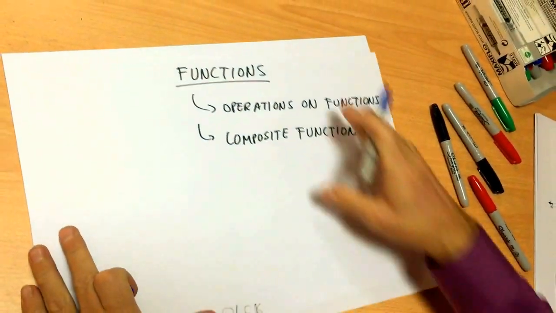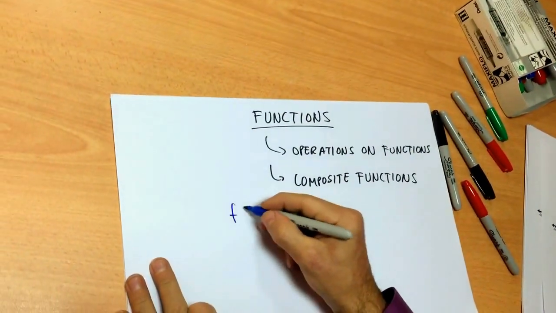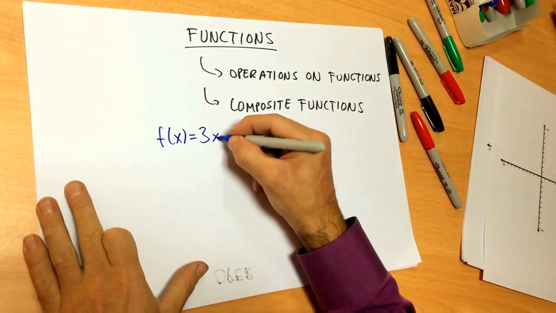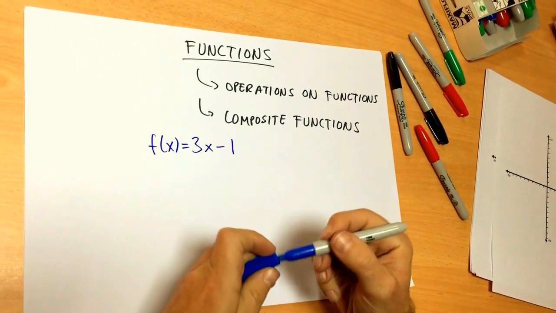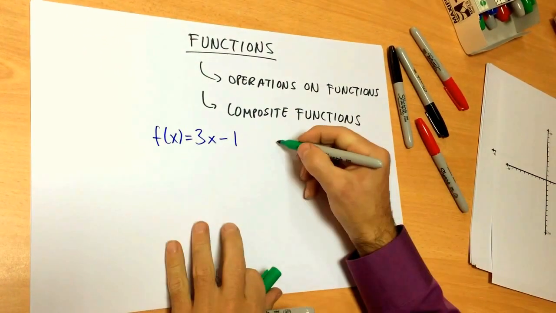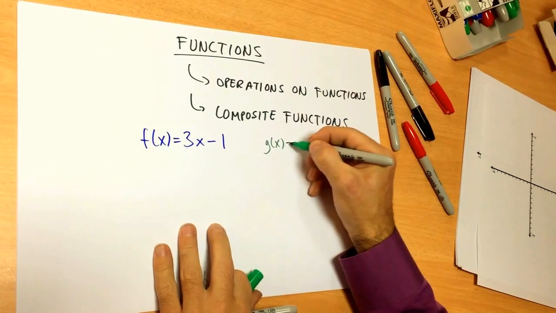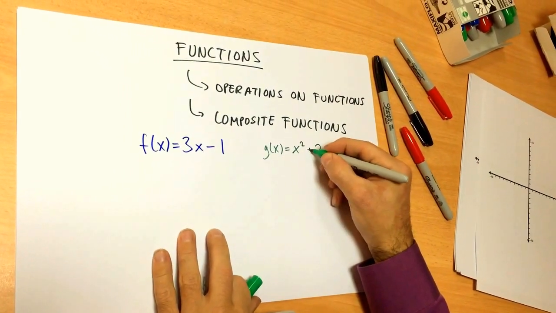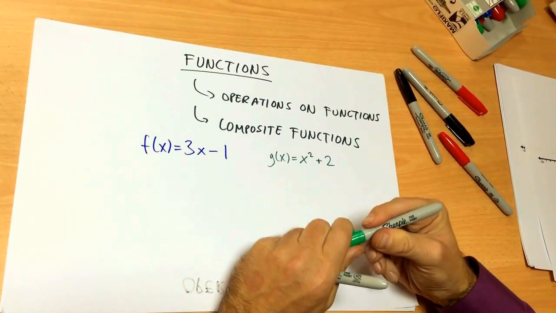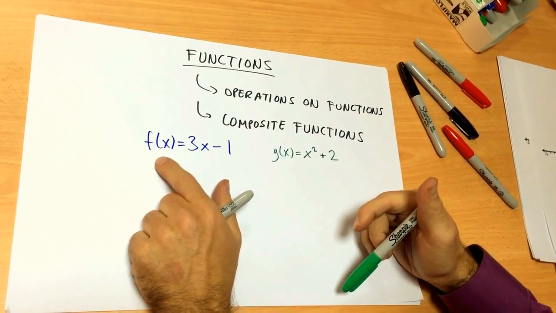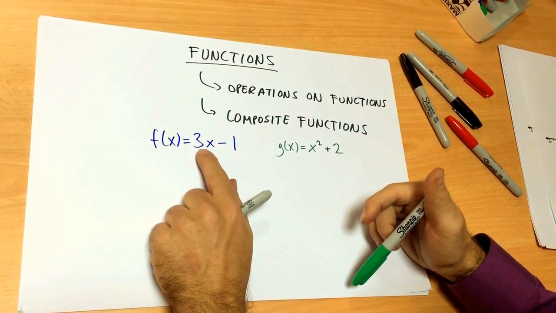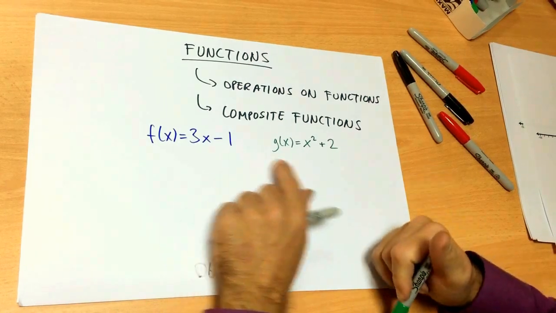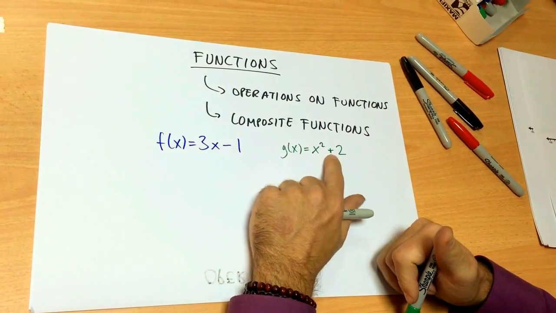Let's say I have two different functions. Let's say I have f of x equal to 3x minus 1, for example. And let's say I have another one, g of x equal to, I don't know, x squared plus 2, for example. So my rule for f is that I have my input number, the x, I'm going to multiply it by 3 and then minus 1. So my f of x is equal to 3x minus 1. For g, I'm going to square my number and then I'm going to add 2.